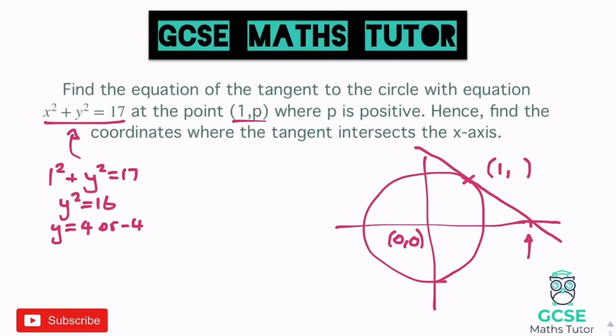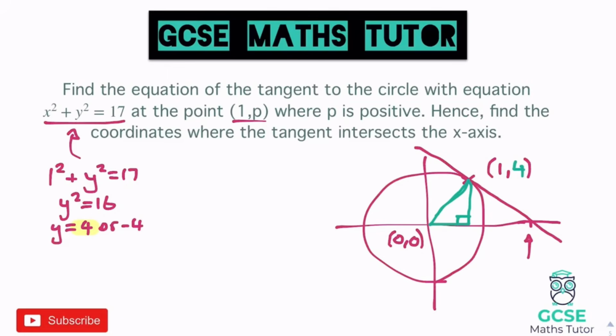Now it says that p is positive, so it's got to be the positive 4 there. Again, if it didn't tell us that p was positive, we'd have to have a diagram to know whether it was there, otherwise it could be either. But in this case, it does say p is positive, so p is 4. So there we go, we've got our coordinate for y there, 4. Now we've got that, we can find the gradient of the radius. Okay, so we can draw in our little right angled triangle again, we can find the gradient and we can follow all those other steps.